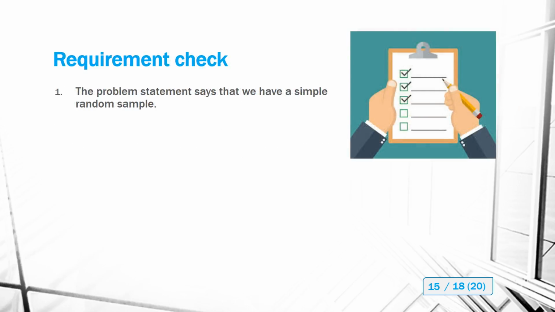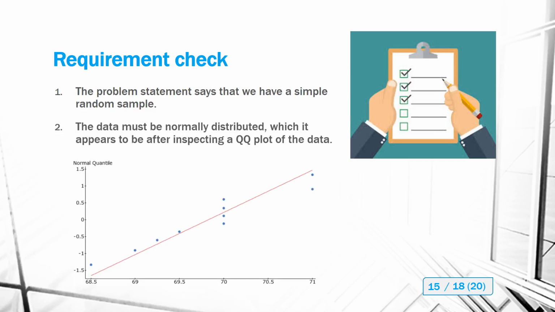Before we get into a hypothesis test, we need to check that our requirements are met. The problem statement directly says we have a simple random sample, so we can check that one off. Next, we need to check for normality, and we do that by taking the data and making a QQ plot with it. When we do that, we get something that looks like this, and there's nothing that's really calling us out as being not normal. Generally we're around the line. There's nothing that's out of the way here, so it seems that we have our requirements met.